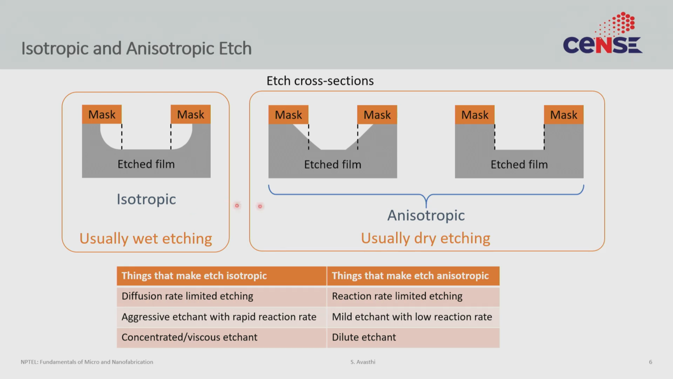Now, of course, there are slight exceptions. You can get wet etches that are anisotropic, and you can get dry etching recipes that are isotropic, but those are details that we shall discuss when we come to them. The second thing we have to understand right now is things that tend to make recipes isotropic and things that tend to make recipes anisotropic.